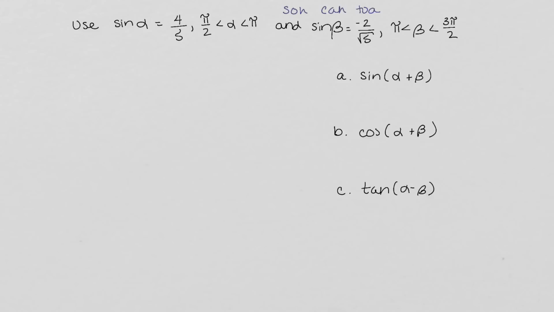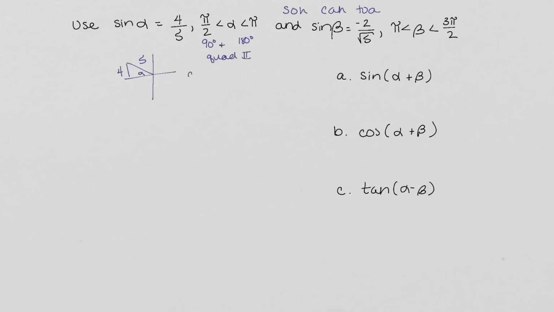And so if I have sine of alpha, they've told me that it's between pi over 2 and pi, and that means it's between 90 degrees and 180 degrees, and that means it's in quadrant 2. Okay, and so if I draw just a rough sketch, my angle alpha is over here. Now remember, sine is opposite over hypotenuse, and so my opposite side is 4 and my hypotenuse side is 5, and we can find the third side by using the Pythagorean theorem.